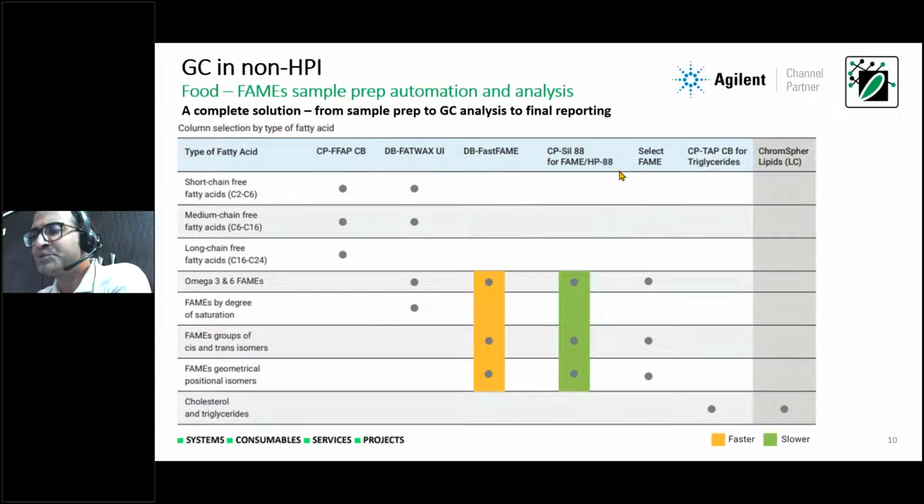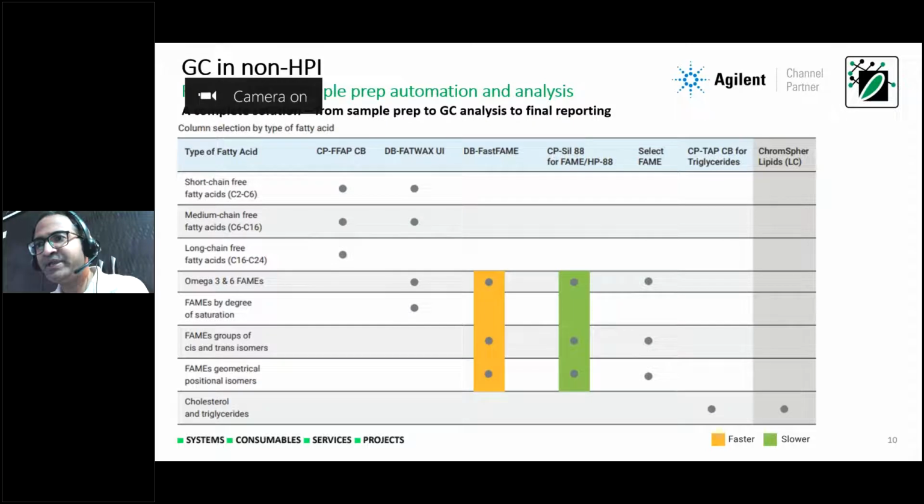So a typical HP-88, this is a typical column that I myself have used many times, and we have 60 meter or 100 meter columns when it comes to HP-88, and they do an excellent job of the separation, but it takes a little longer for the analysis to be over. So depending upon the fatty acid types, we have the different types of column that we can look at. If one wants to do even a little different type of analysis, or one wants to look at the analysis a bit differently, we actually have this option also.